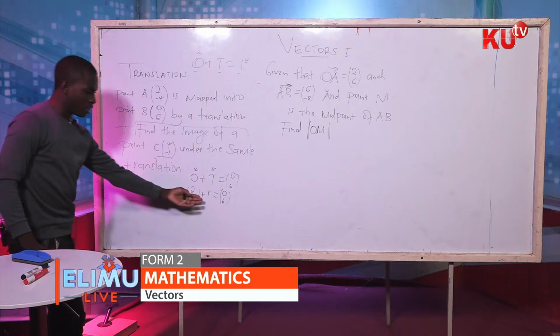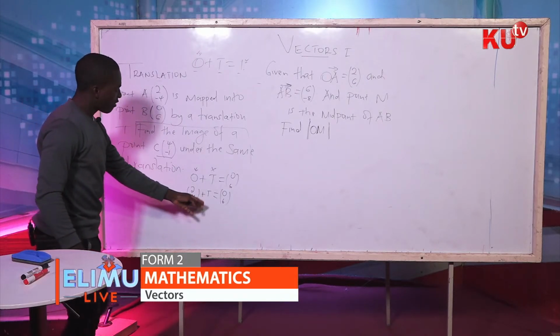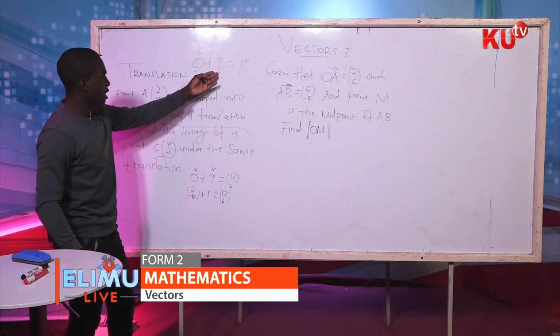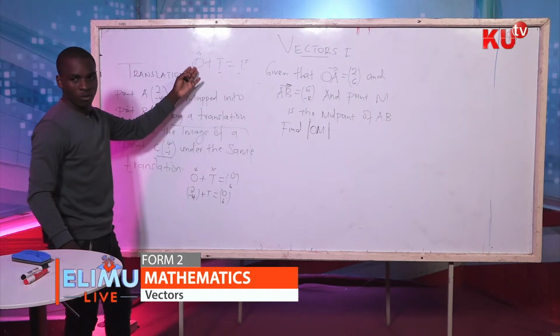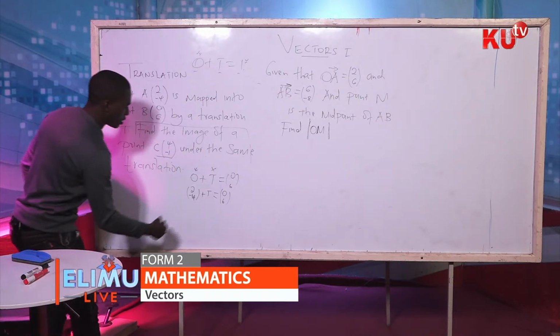So we need to find this translation, because we can find it now here. After finding the translation, we now use it here on our second part to find the image of this object C. So how do you find T?